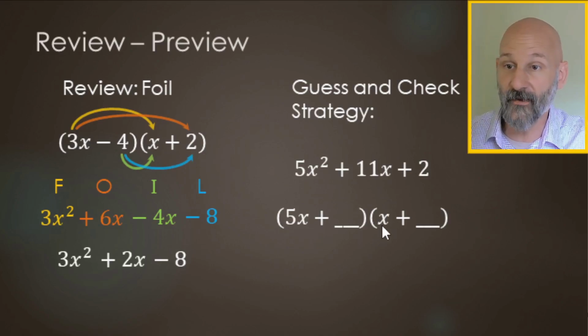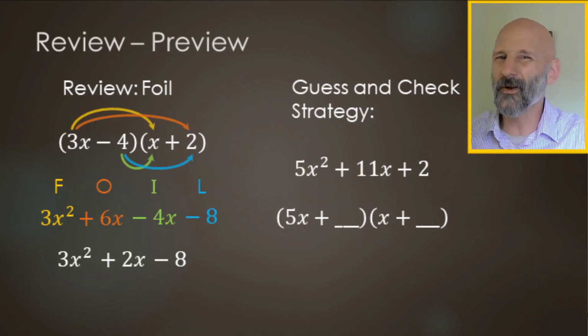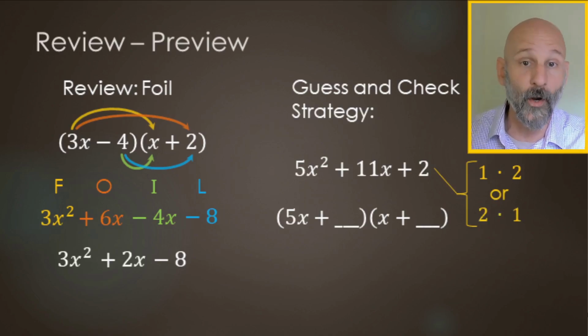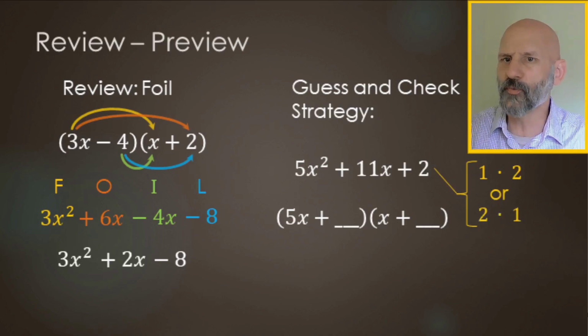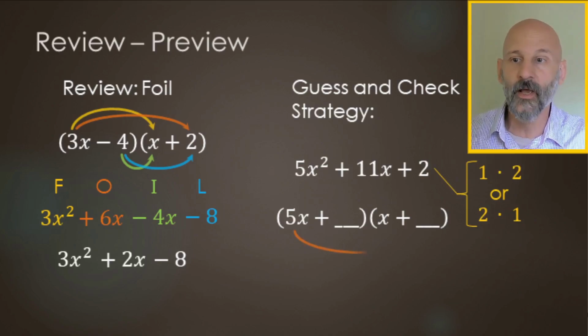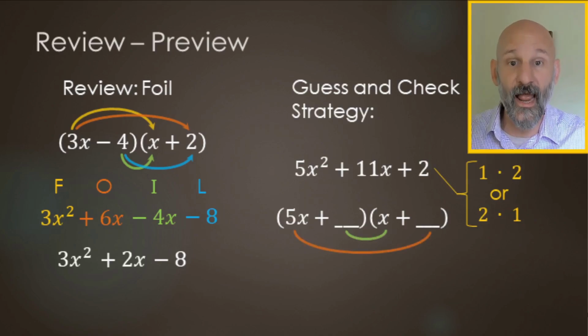So that means the 5x and the x make 5x squared. And then these two blanks here, they're going to multiply to 2. So in this case, we only have two options. We can do 2 times 1, or we can do 1 times 2. So now we're just going to guess and check. We're already going to know that the firsts make 5x squared and the lasts, this one or this one, multiply to a 2. So now we're just going to check the inners and the outers. Which one of those, when I do the inners and outers, is going to add up and give us 11?